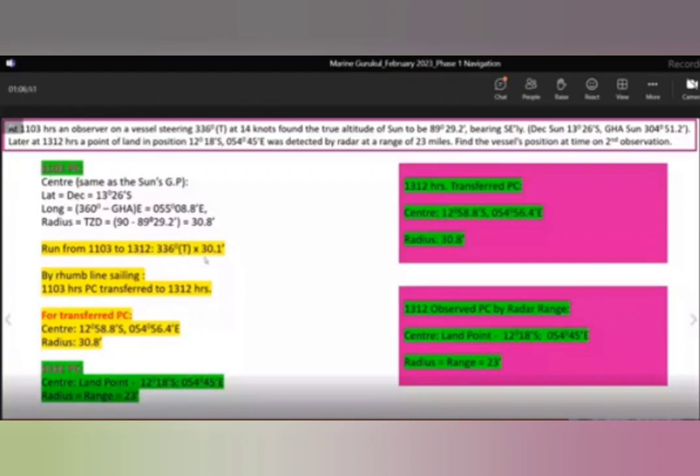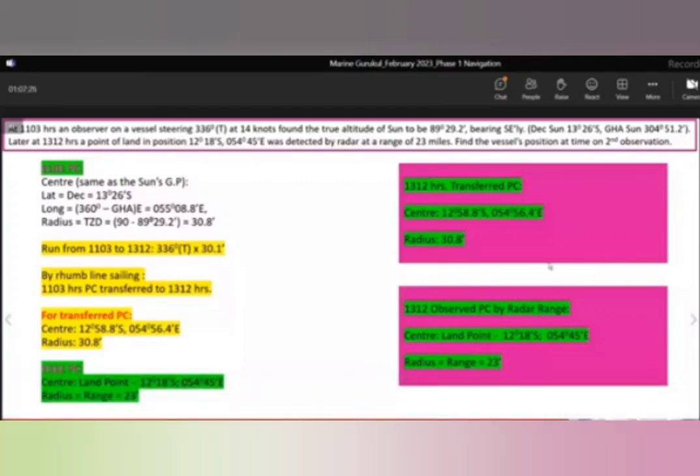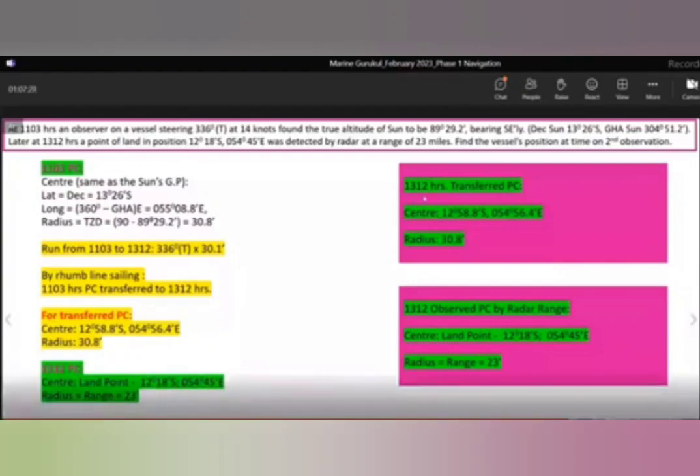So we apply this course and distance to the center of our 1103 PC using plane and parallel sailing, and we get the center of the transferred position circle, which is 12 degrees 58.8 minutes south, 054 degrees 56.4 minutes east. So now you know how this is obtained? Yes, sir, I got it now. Very good, beta. On the right hand side, you see the top box. It shows you the same details for the transferred position circle, correct? Yes, sir. It has now been transferred to 1312.